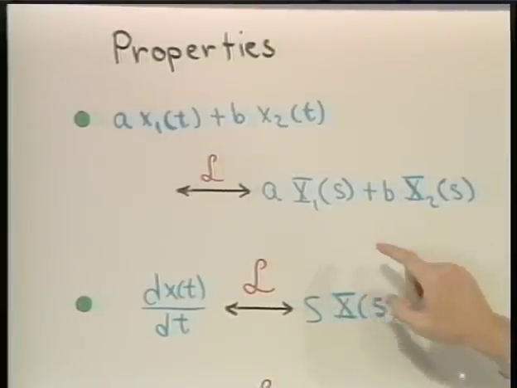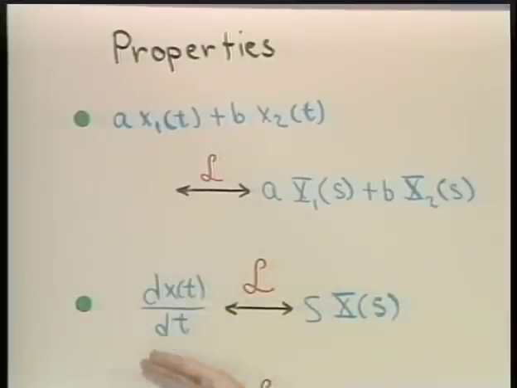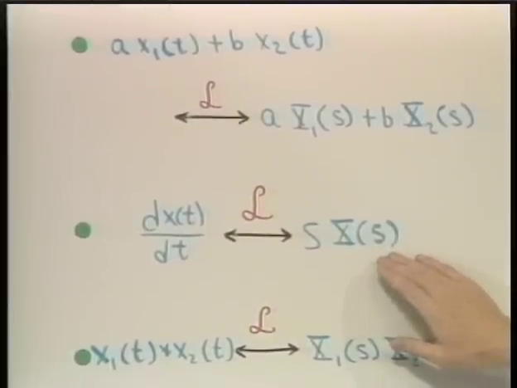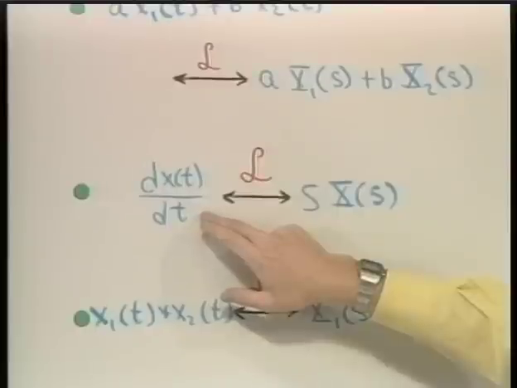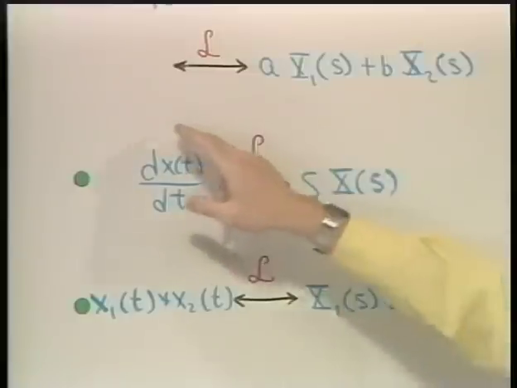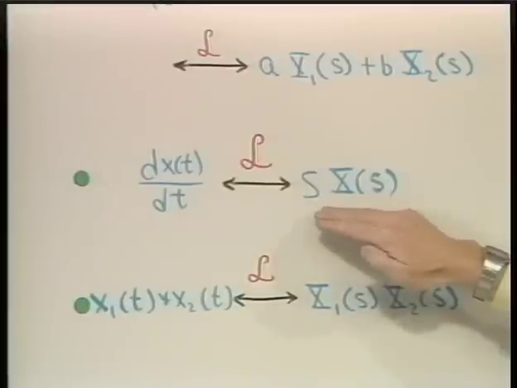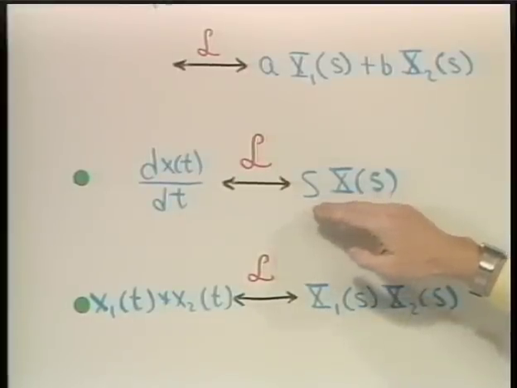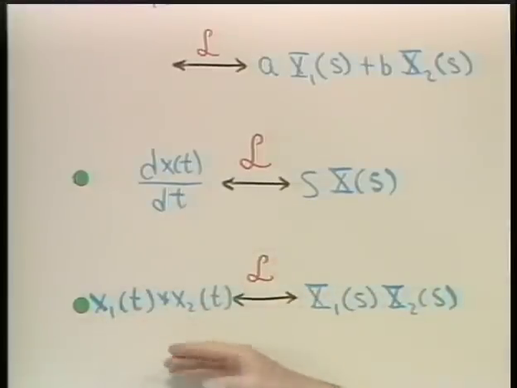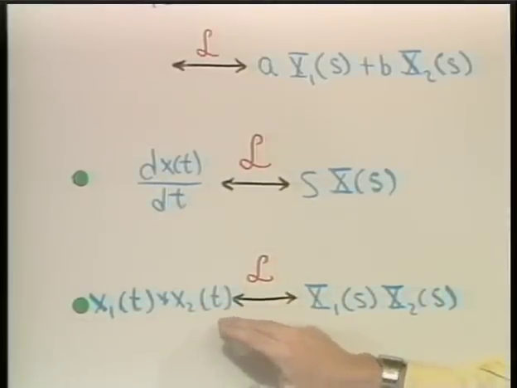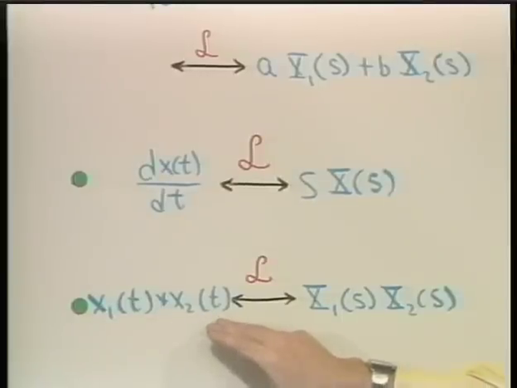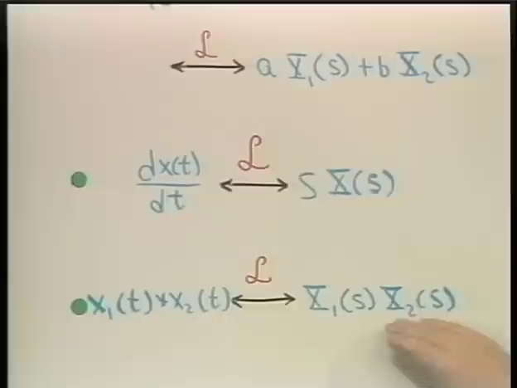Also, there is a very important and useful property which tells us how the Laplace transform of the derivative of a time function is related to the Laplace transform of the function. In particular, the Laplace transform of the derivative is the Laplace transform of x of t multiplied by s. And as you can see, by just setting s equal to j omega, this reduces to the corresponding Fourier transform property. A third property that we'll make frequent use of is the convolution property, again a generalization of the convolution property for Fourier transforms. Here, the convolution property says that the Laplace transform of the convolution of two time functions is the product of the associated Laplace transforms.